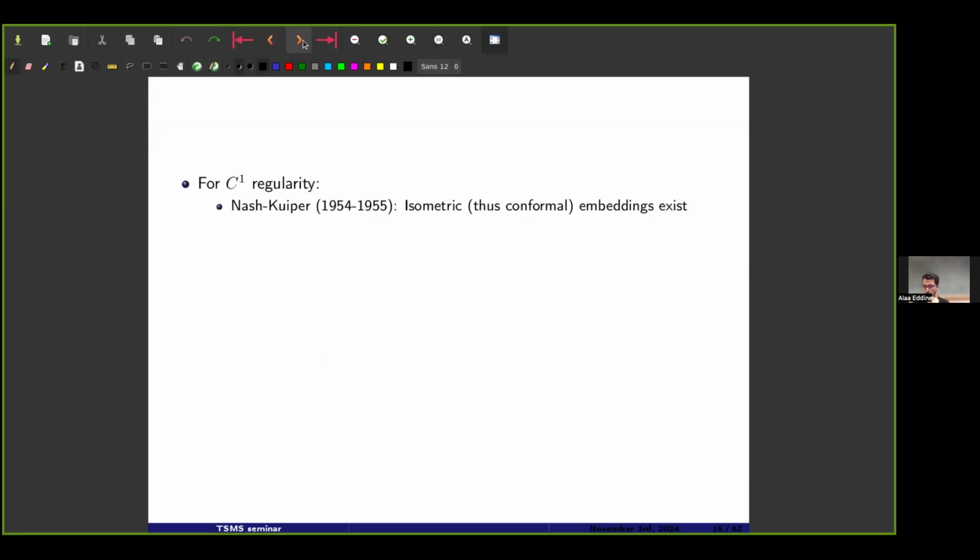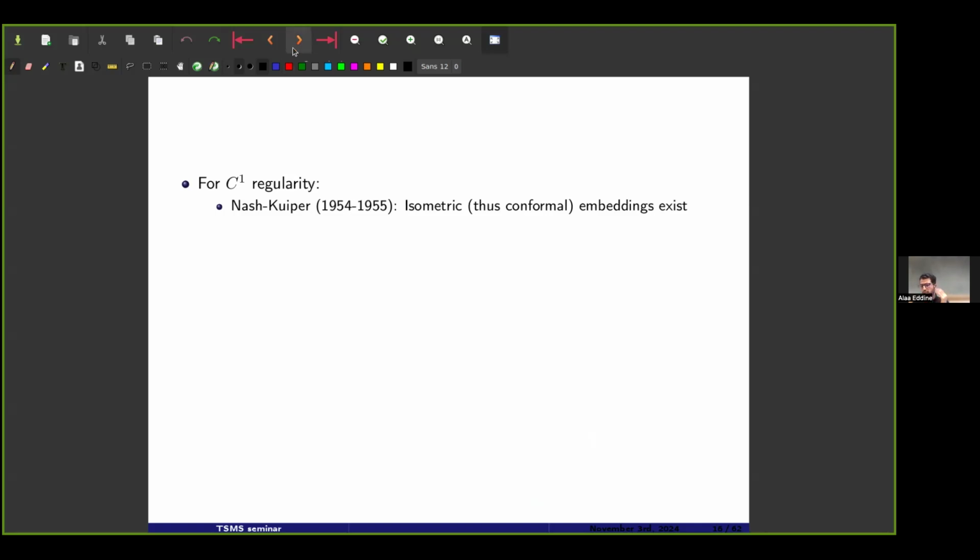But if we allow the embedding to be just C1, then we can answer the question affirmatively by the Nash-Kuiper theorem. The Nash-Kuiper theorem says that for any metric on a closed orientable surface, this is just a special case, you can find a C1 isometric embedding into the Euclidean space. And this means that we did more than conformal, we can do isometric. So the conformal problem can be answered affirmatively.